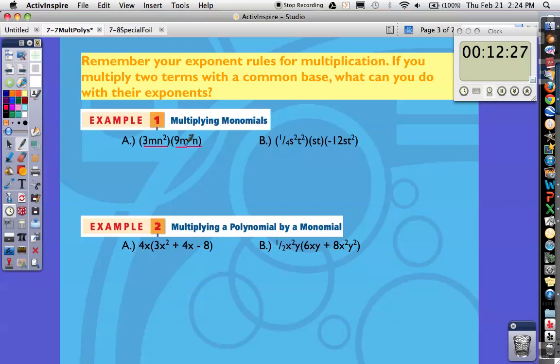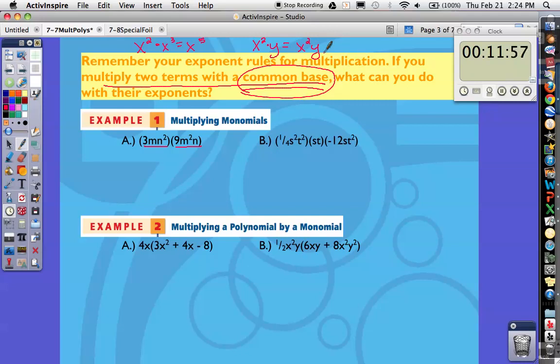Remember your exponent rules. If you multiply 2 terms with a common base, what do you do with the exponents? You add them. So if I had x squared times x cubed, I would have x to the 5th, right? Now keep in mind, guys, that only works if you have a common base. So if I have x squared times y, I have to leave it like that. They're not the same base. I would just leave it as x squared y.